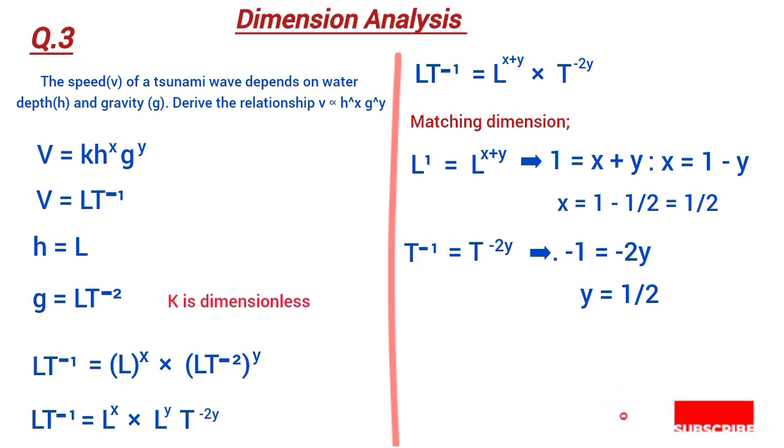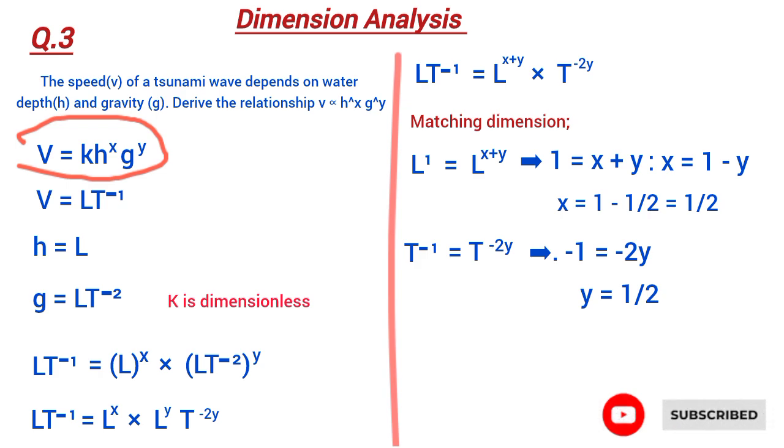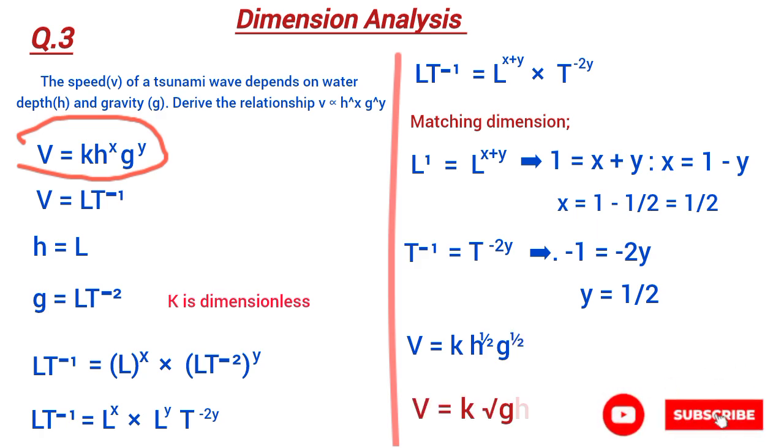Substituting the value of x and y into this equation, we have v is equal to k h raised to 1 over 2, g raised to 1 over 2, and this is the same thing as v is equal to k square root of gh. In summary, dimensional analysis is used for checking the validity of an equation, deriving relationships, and also for unit conversions.